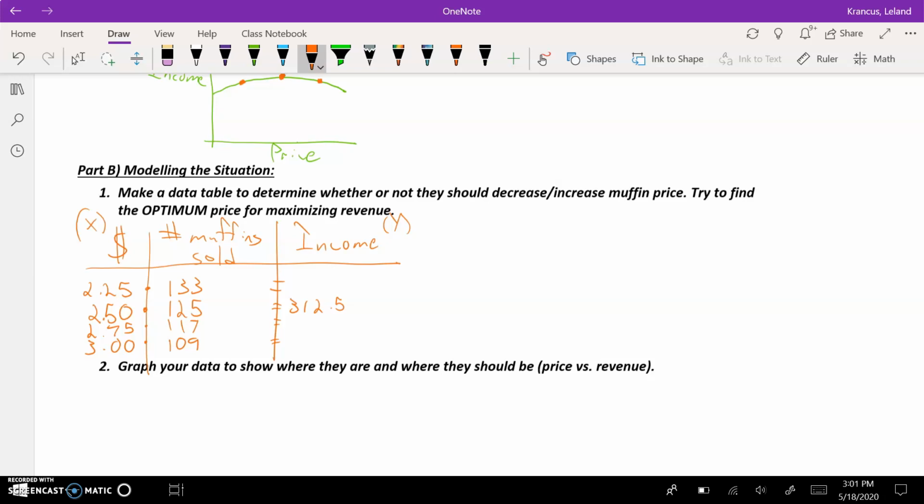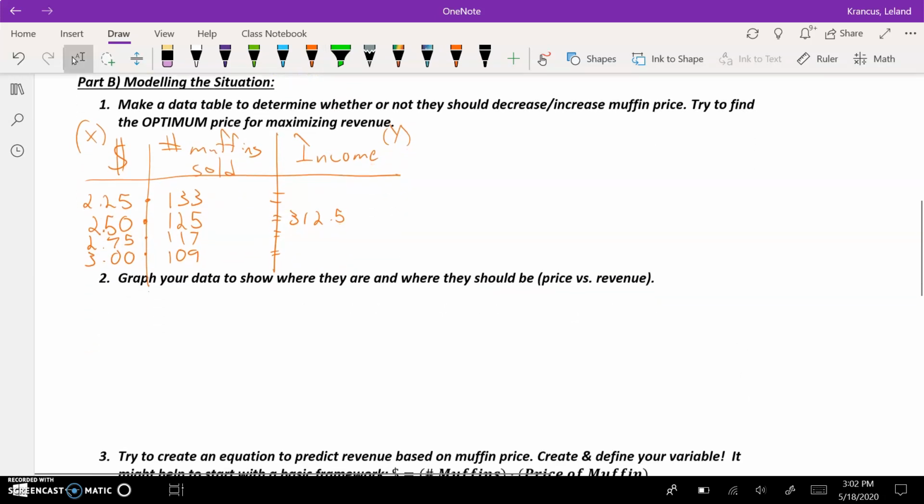So what you're looking for is that sweet spot. Where does the total income max out? That's the optimal price for the muffins because it's the perfect balance between the price and the number sold to make as much money as possible. After you've done that, you're going to want to make a graph. You can use Desmos if you want, but when you make your graph, remember your graph is going to be using these variables. For your X, you're going to have the price per muffin. And on your Y, it's going to be the total income, or sometimes called revenue.